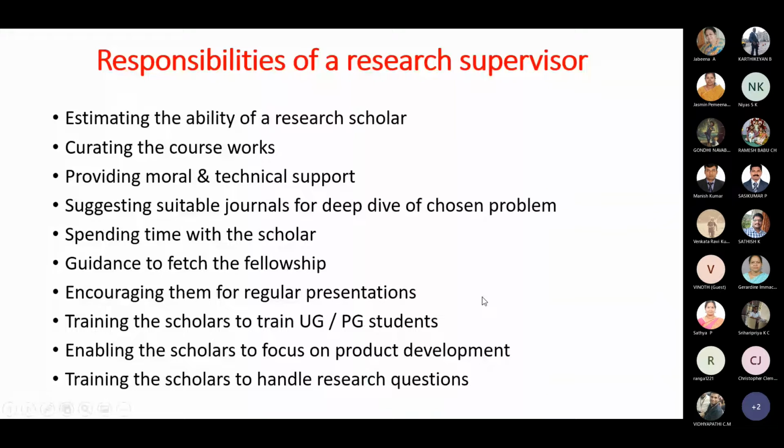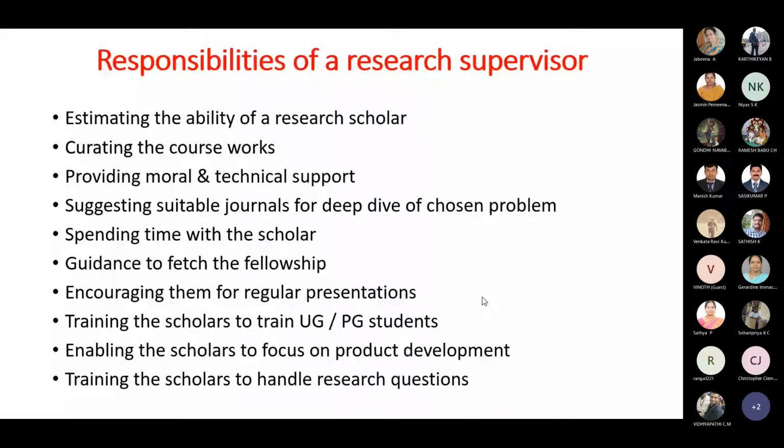Training the scholars to handle research questions. So this is the point that I would like to mention here: how far they are capable of answering the research, how far they are understanding the research questions, and then reflecting it. Are they really understanding the question? First, understanding the problem is basically the key. Are they really understanding? If they understand it, almost 80% they can answer, right? So these are the skills.